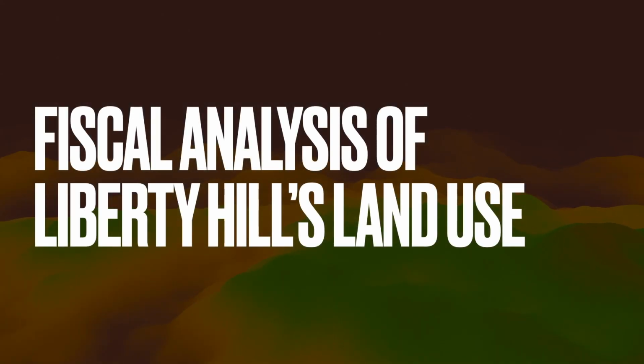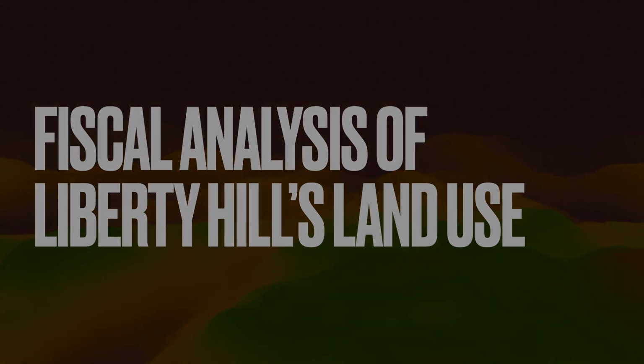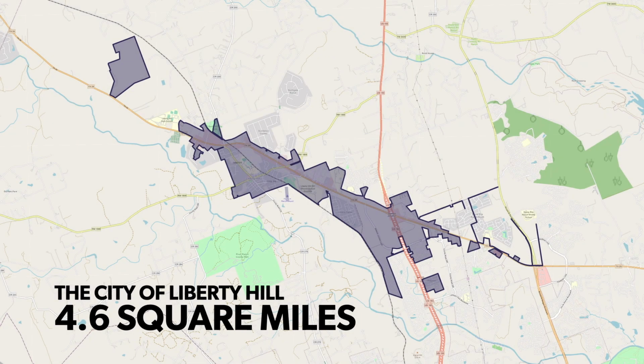This video reviews the land use fiscal analysis done by Verdunity, the consultants hired by the City of Liberty Hill to build out a comprehensive plan. If you've seen any other videos in this series, you might already know that the City of Liberty Hill currently encompasses about 4.6 square miles of land. The land use fiscal analysis was done on the land inside the city limits. If you'd like to learn more about the city's boundaries, see the links below for the first video in this series.